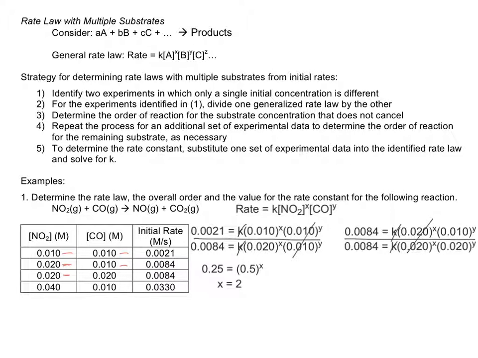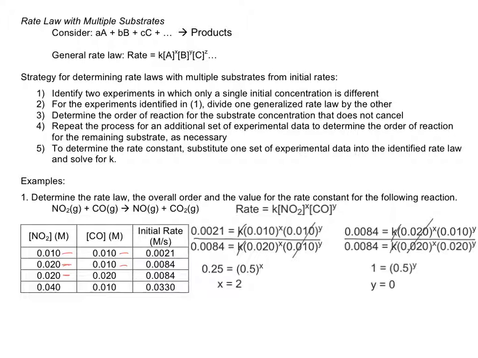Okay, so here we end up with 0.0084 divided by 0.0084, so that's 1, and then you divide 0.01 by 0.02, you get 0.5 again. And you'll notice that the rate didn't change even though we changed the concentration of CO, and so that tells us that this is going to be zeroth order, but mathematically speaking, having y as 0 is the only way you can get 1 on the other side of the equation. So we know our y is equal to 0, and we already found our x is equal to 2.